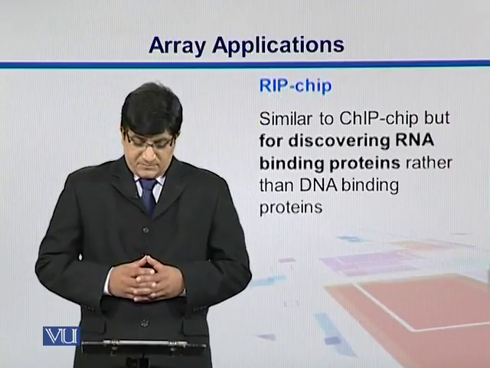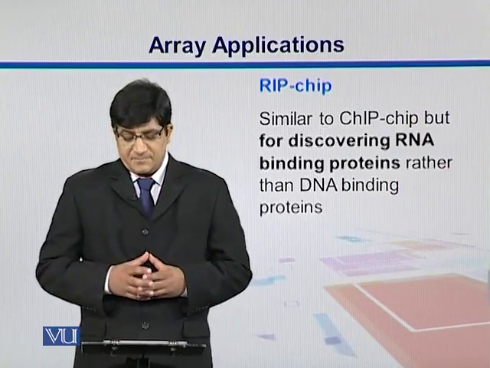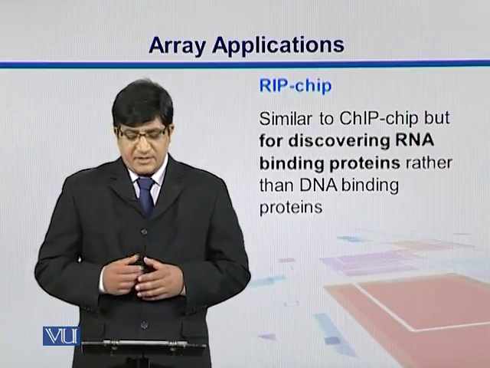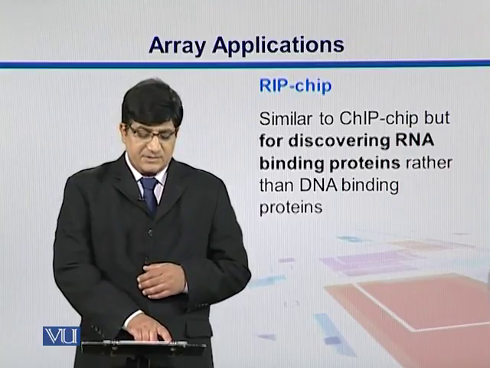RIP is for RNA binding proteins, so it's RNA immunoprecipitation. That is similar to ChIP, but it is for discovering the RNA binding proteins. So the rest of the things are the same as what we have seen in the ChIP.